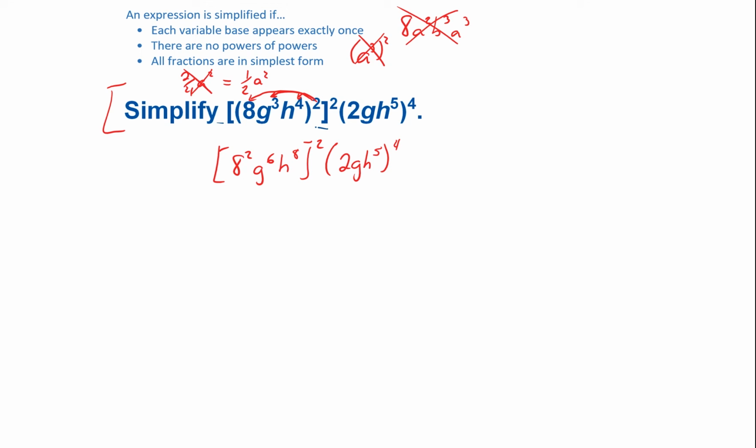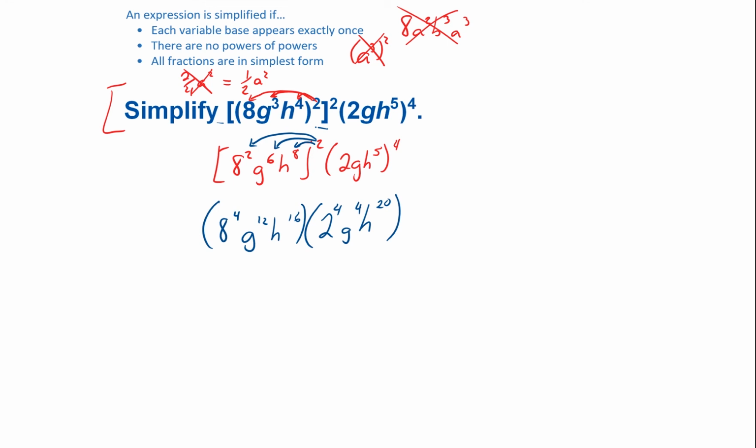All right, now I'm going to bring in this square to all 3 terms, distribute that. So I have 8 squared squared. That would be multiplication, so it's 8 to the 4th. G to the 6th squared, 6 times 2, so that's g to the 12th. And then h to the 16th. All of that multiplied by 2 to the 4th, g to the 4th, h to the 20th, because that would be 5 times 4. Power to a power.